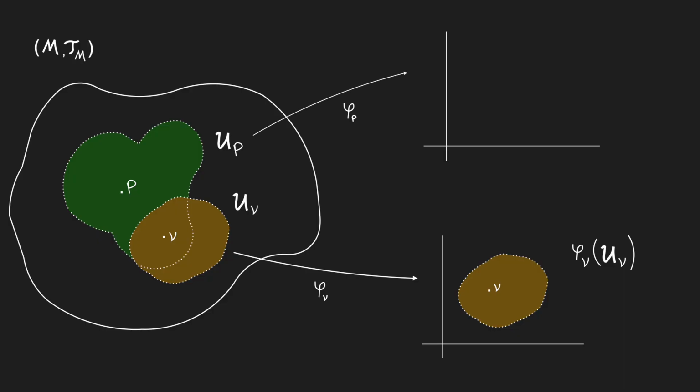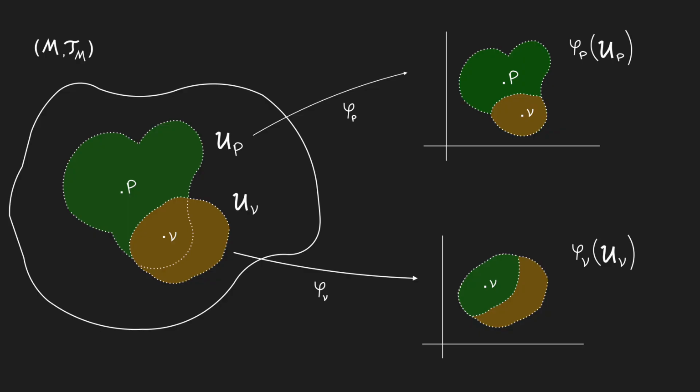Which maps to R2. Then you also have point P, which is another chart. So you have two charts defined there. And you can see that in these charts, there is an overlap. The sets V and P exist in both of them. As you can see, the points V and P both exist in these charts.